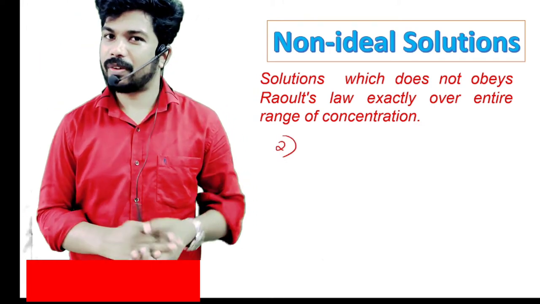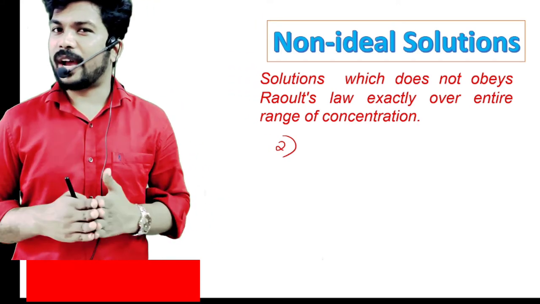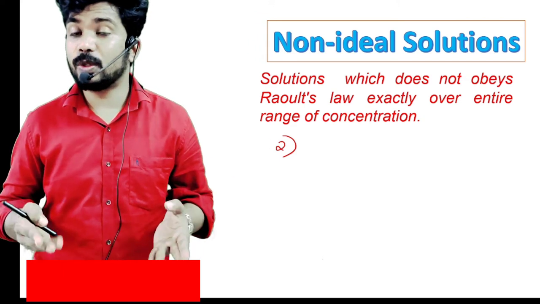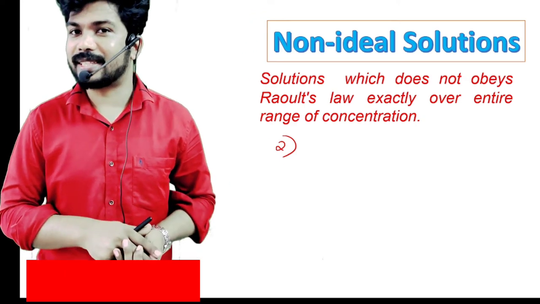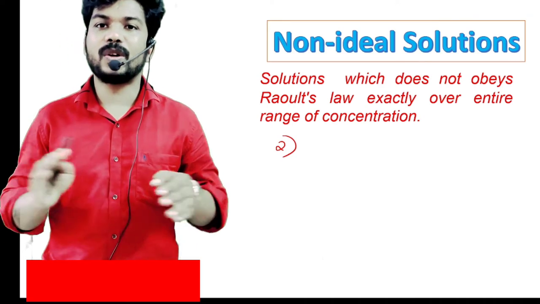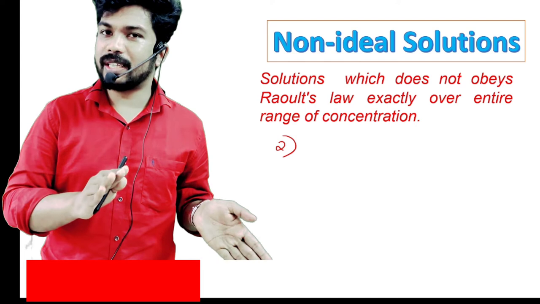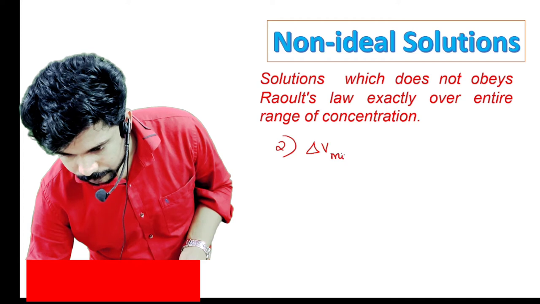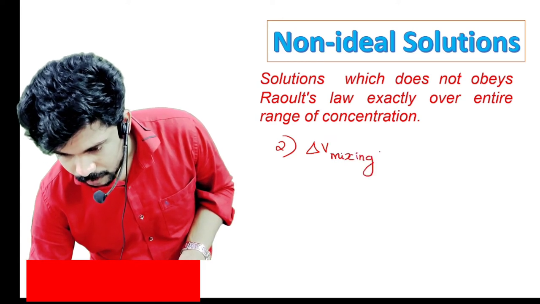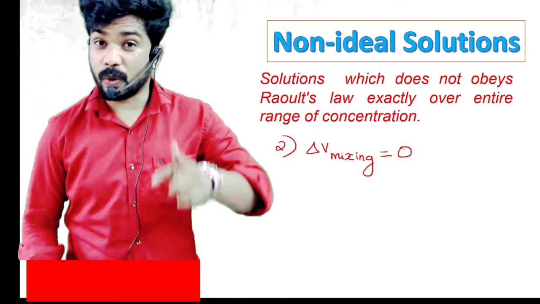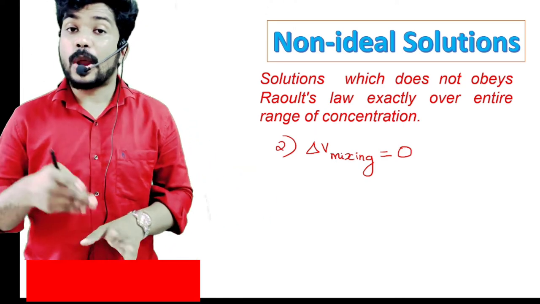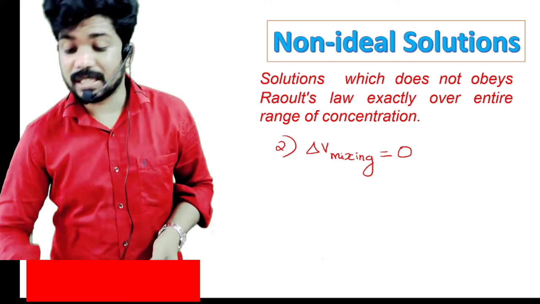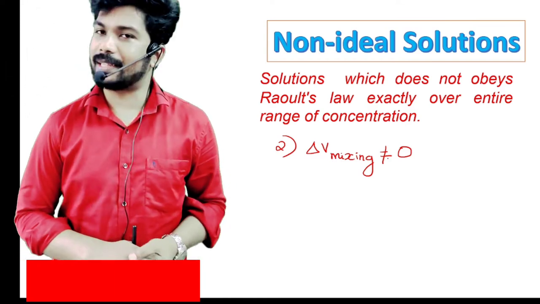The second condition, we already discussed: in the case of ideal solution, the mixing of two components, that is solute and solvent, will not change the volume. That is, in the case of ideal solution, delta V mixing will be equal to 0, only in the case of ideal solution. Now we are dealing with non-ideal solution. So in the case of non-ideal solution, delta V mixing will be not equal to 0. That is the second condition.